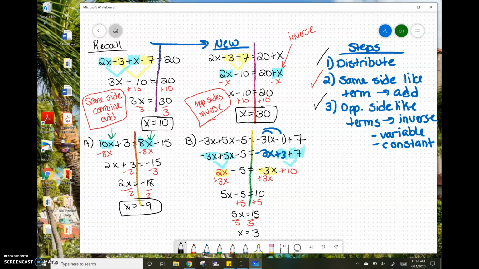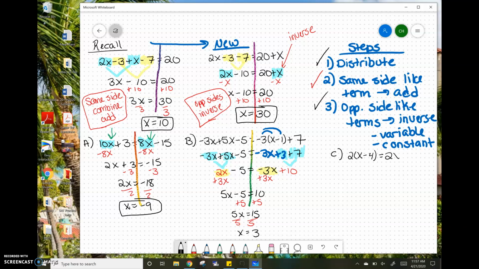All right, so I had a lot to do in that problem. I had the distributive property. Then I combined the like terms that are on the same side just by adding them up. And then the like terms that were on the opposite side by doing the inverse. All right, so that looks pretty intense. Now I'm going to look at another problem that doesn't look as intense, but it kind of is.